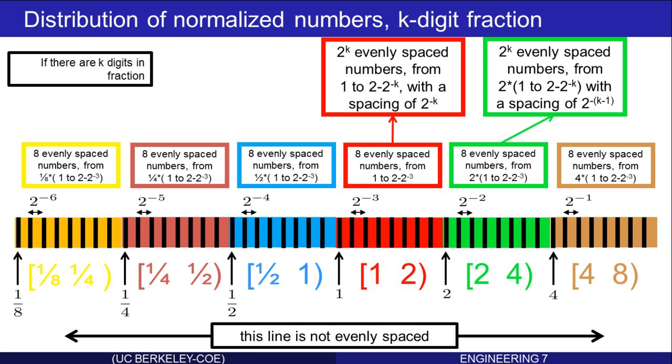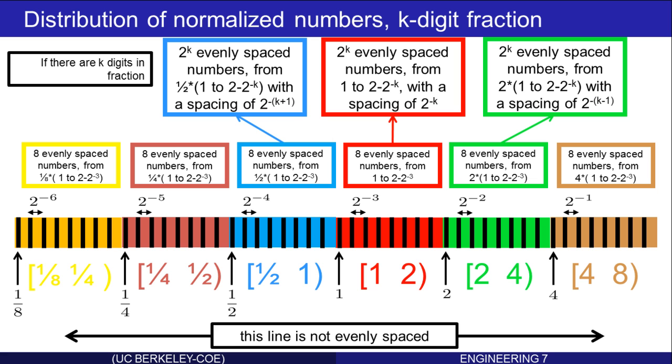Moving over one interval, there's still 2 to the k evenly spaced numbers, and the spacing is twice as large. Going the other direction, there's still 2 to the k evenly spaced numbers, and the spacing drops again by a factor of 2. So here it's clear that the number of digits in the fraction controls the precision to which numbers can be represented. I want to bring your attention to the bottom comment.